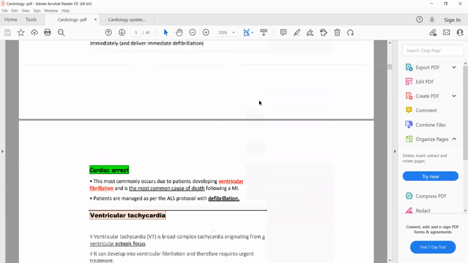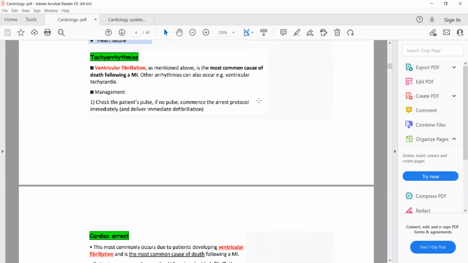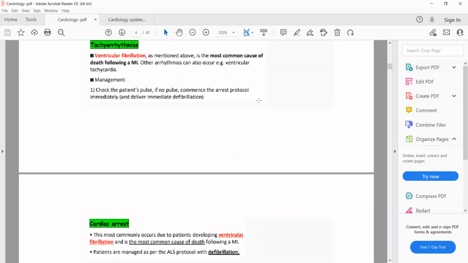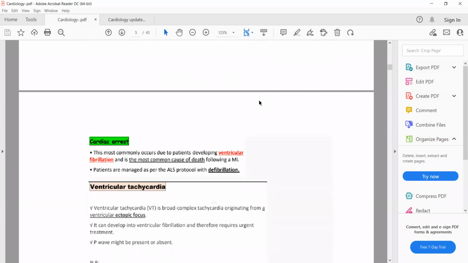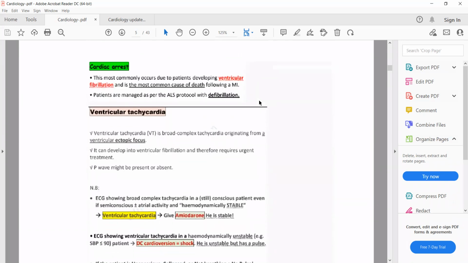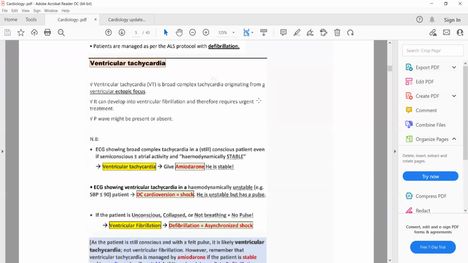Ventricular tachycardia or ventricular fibrillation can develop immediately after MI or within 24 hours after MI. How are we going to manage ventricular fibrillation and ventricular tachycardia? If ECG is showing broad complexes and the patient is conscious or semi-conscious and hemodynamically stable, then we will manage ventricular tachycardia by giving amiodarone.